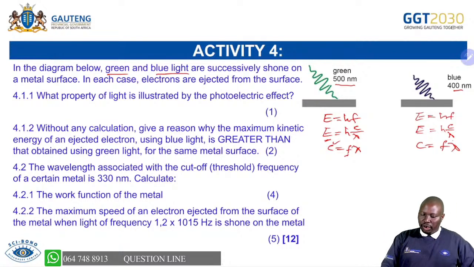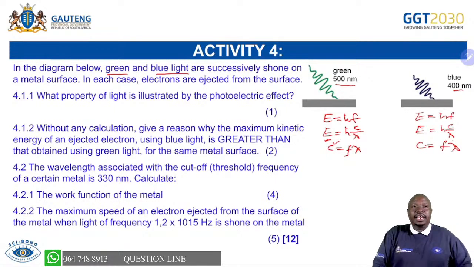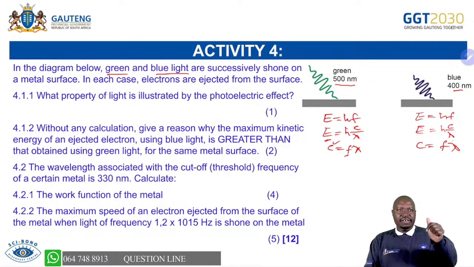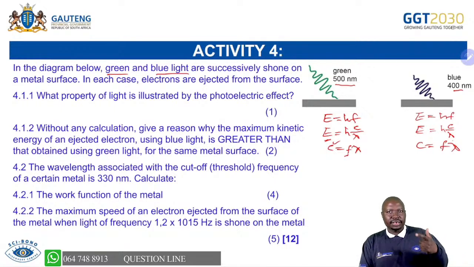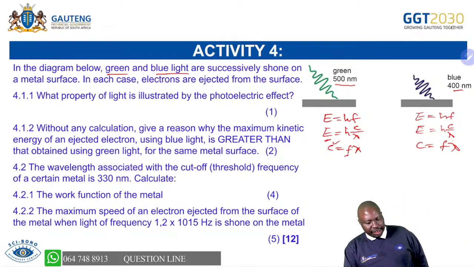Now, what property of light is illustrated by the photoelectric effect? Remember, we said light has a dual nature. Light can behave as a wave or as a particle. So in this case, we're talking about the particle nature of light. So the answer to that is the particle nature of light.